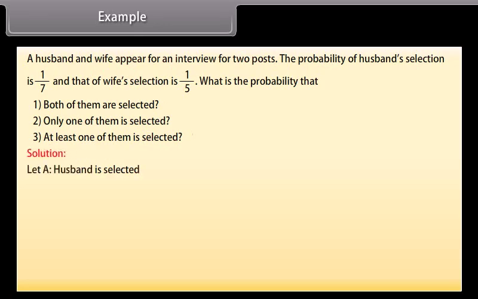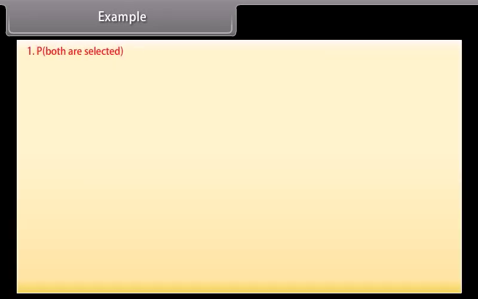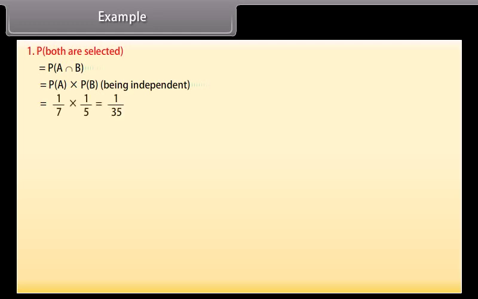Solution. Let event A be husband is selected. Therefore, probability of event A is equal to 1 by 7. And event B be wife is selected. Therefore, probability of event B is equal to 1 by 5. 1. P both are selected is equal to probability of A intersection B is equal to probability of event A into probability of event B is equal to 1 by 7 into 1 by 5 is equal to 1 by 35.